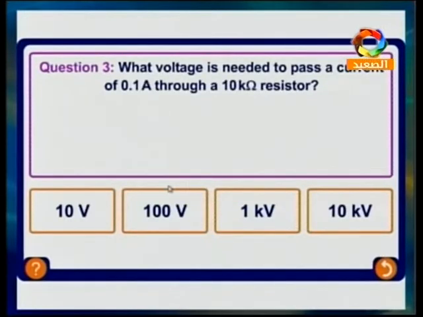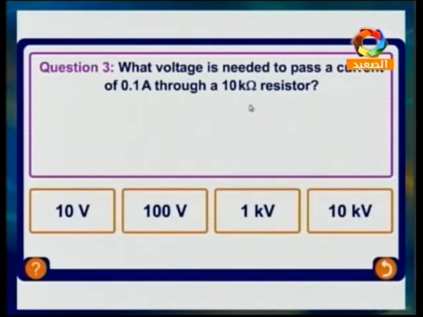Another one. What is the voltage needed to pass a current of 0.1 ampere through 10 kilo ohms? It's a very big one, mister. Yes, really, it's found in some kinds of stations. We have high resistance and high electric current intensity that reaches mega amperes or megavolts. So here we have potential differences of megavolts or gigavolts. So we need the voltage to pass a current of 0.1 ampere through a 10 kilo ohm resistor.